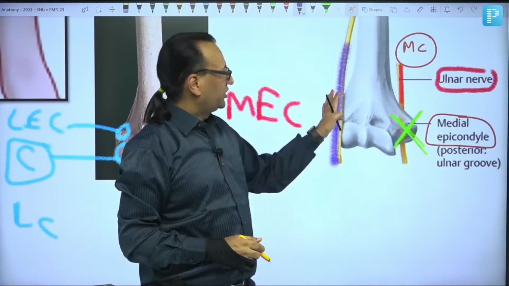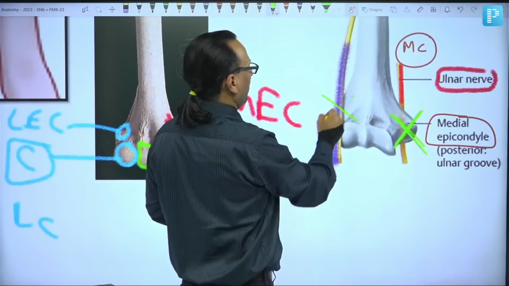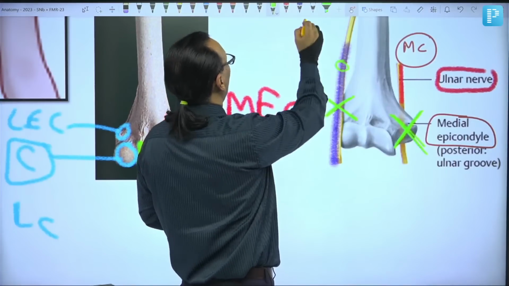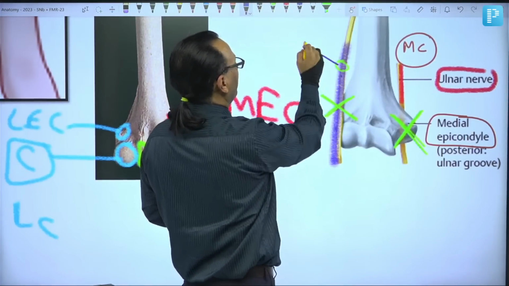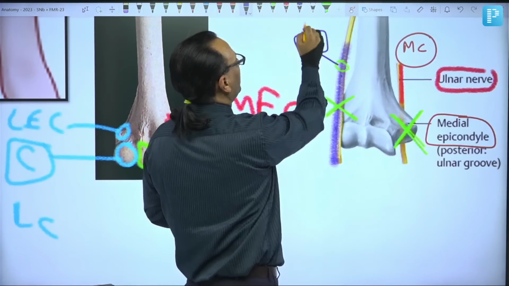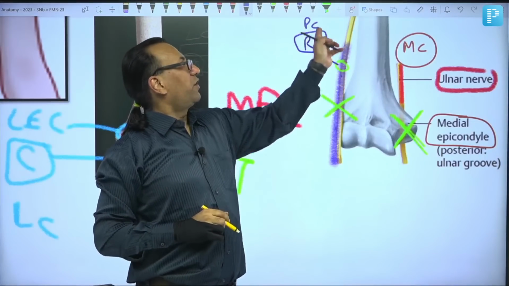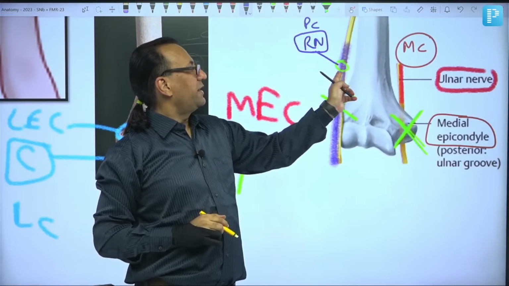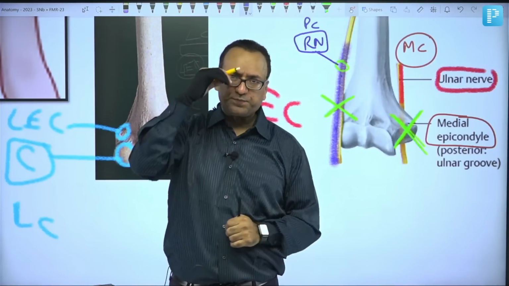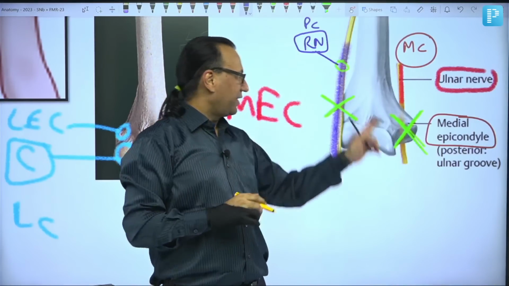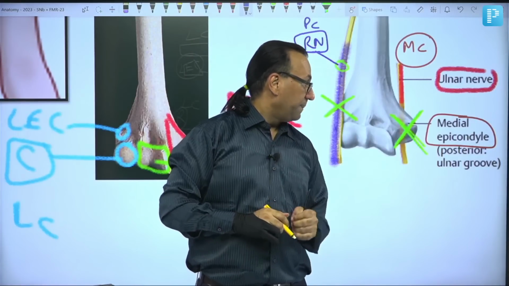If there is a fracture of the lateral epicondyle, the nerve which can be compromised will be the radial nerve. This is the radial nerve, and the radial nerve is a continuation of the posterior cord of the brachial plexus. So it is the posterior cord which continues as the radial nerve, passing anterior to the lateral epicondyle. Fracture lateral epicondyle, radial nerve injury. Fracture medial epicondyle, ulnar nerve injury.